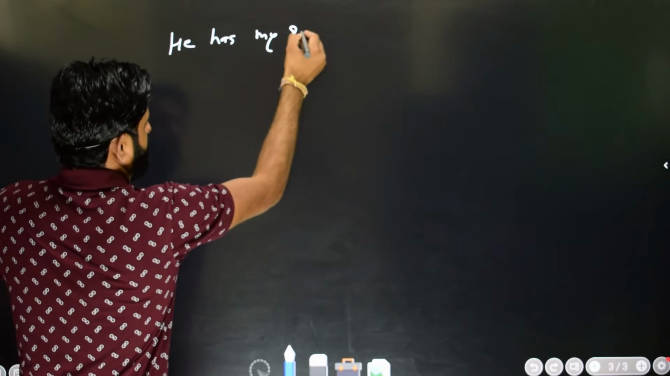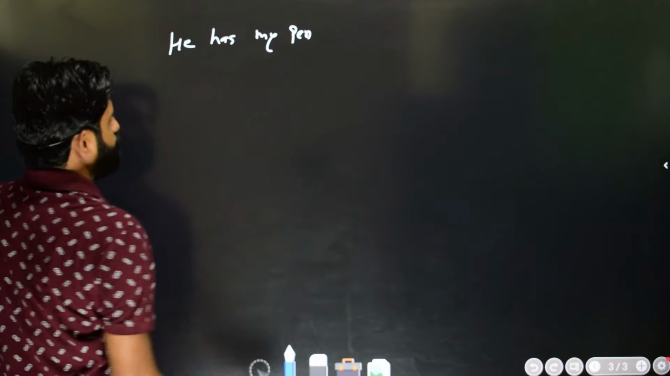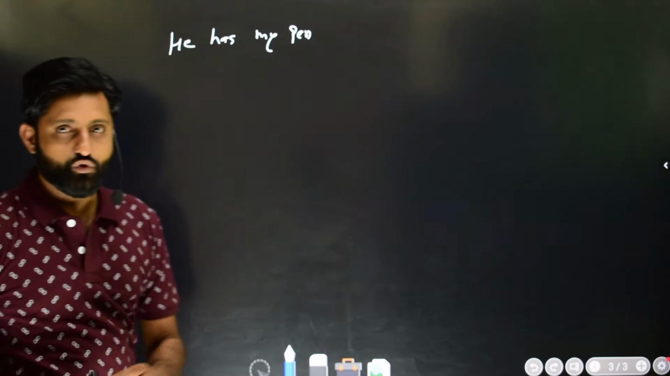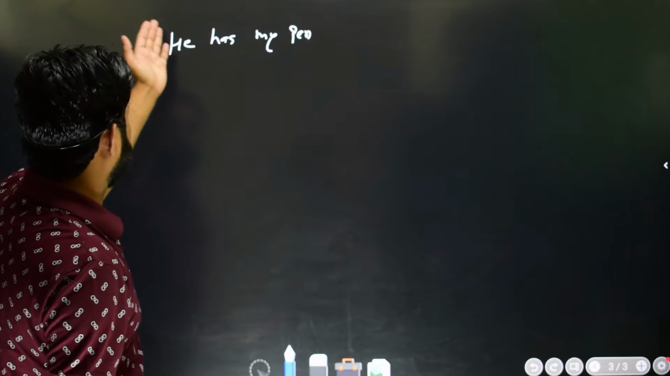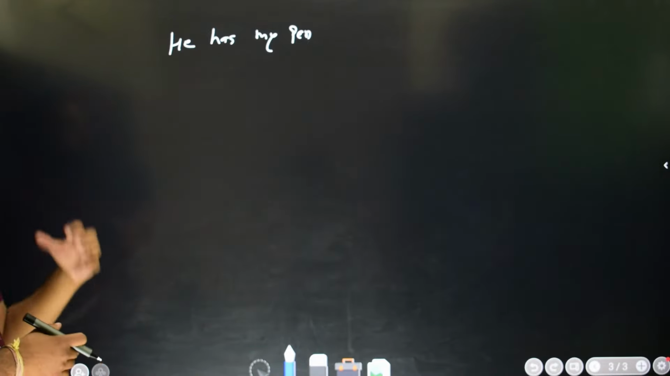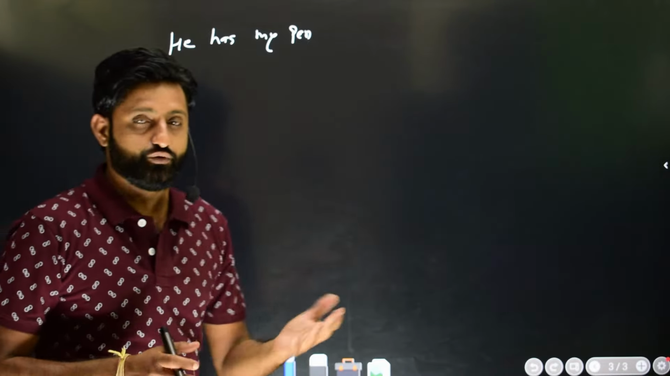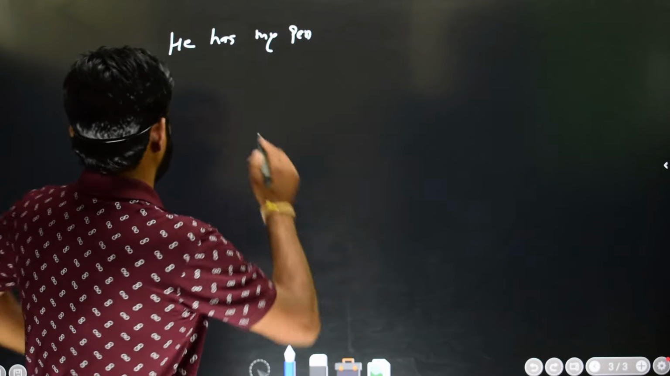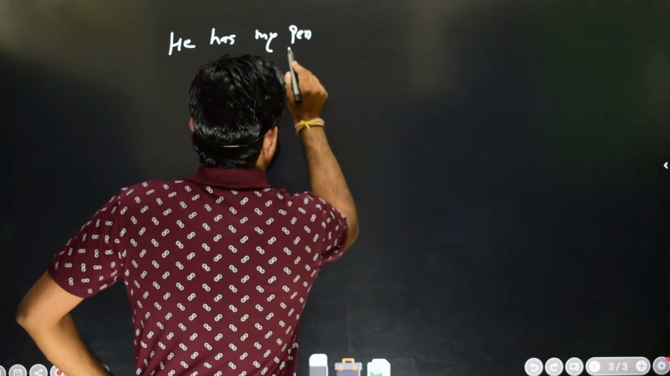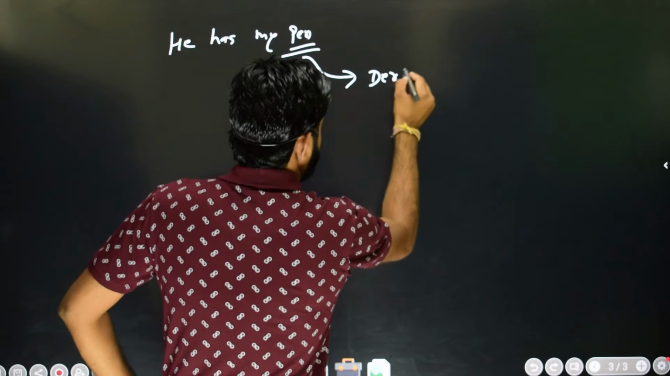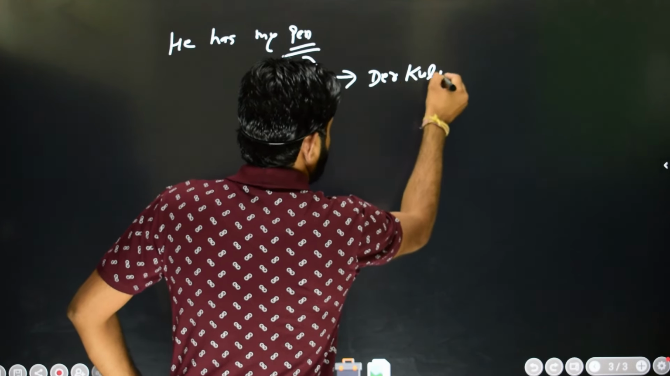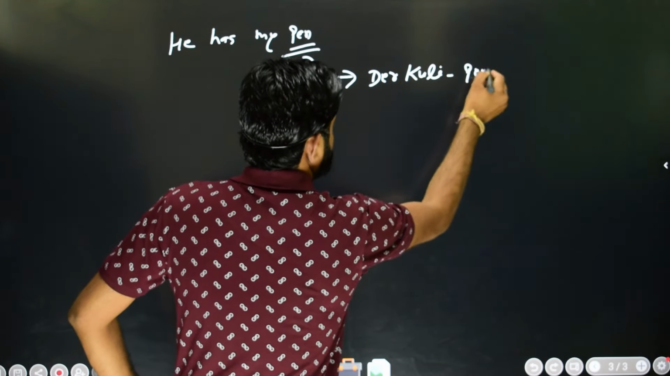He has my pen. So to frame this sentence in German, what would we need? First of all, we should use the articles, like what is the noun, what is the object, and what is the article of that object. So here the noun is pen. Pen will be der Kuli. Der Kuli means pen.